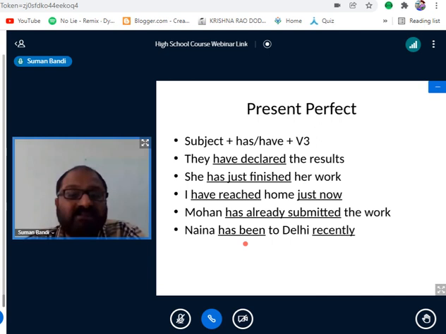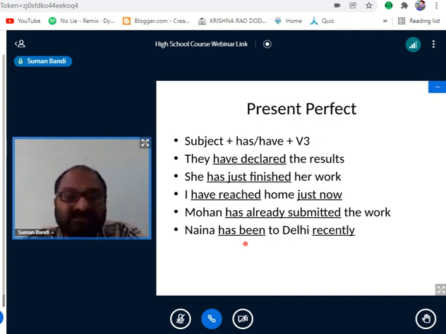These are all signals. Whenever you see just now, already, recently, use present perfect. That's how you can train your students, right? Because to be able to take such decisions, you need to negotiate with the meaning, right? Not everybody will be able to do that. It will be difficult for students to do. This is for your understanding. So depending on the action, sometimes 5 minutes is recent, sometimes a few days, sometimes 1 month.